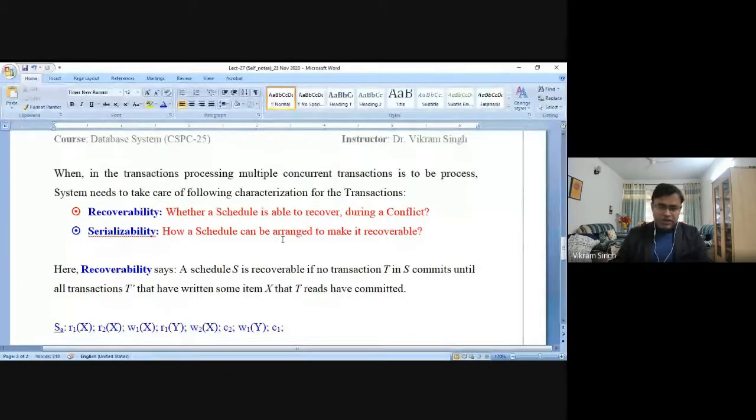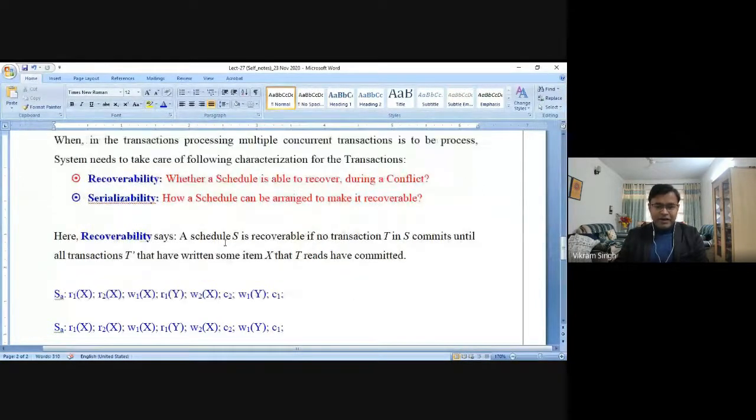This is something very interesting, and we will have some exercises in the next class on how to identify the recoverability sequence when more than one transaction is involved, and what the possible sequence of rollback will be. So that will be discussed. Today, in this lecture, we are trying to open up recoverability.